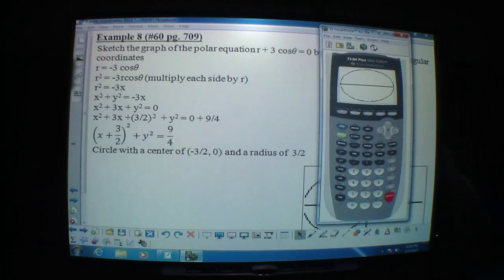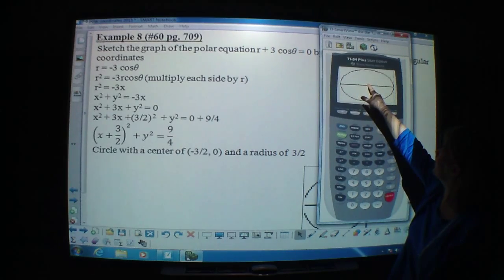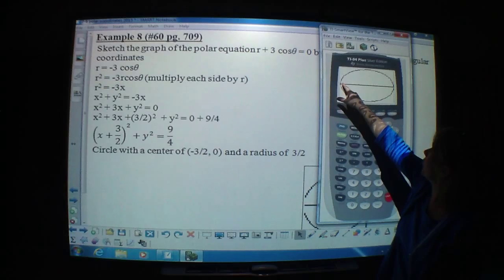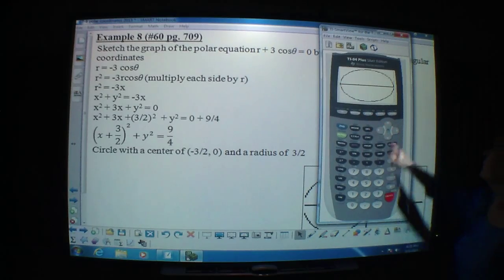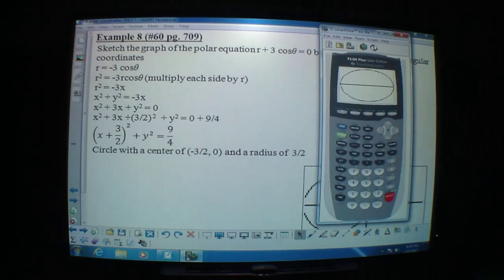And there it is. 1, 2, 3. There's my circle. It just fit it, so it kind of looks like an oblong, but it is a circle. Okay. And if you want to trace it, you can see, it'll give you numbers, and you can see that this is 0. This will be 3 halves. This will be 3. Okay. This will be 3 halves up. This will be 3 halves down. Okay. So there's the graph of it. And you're done.